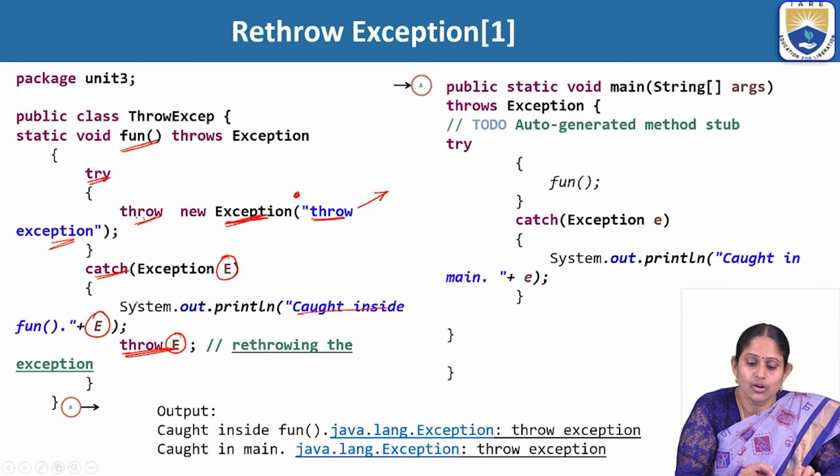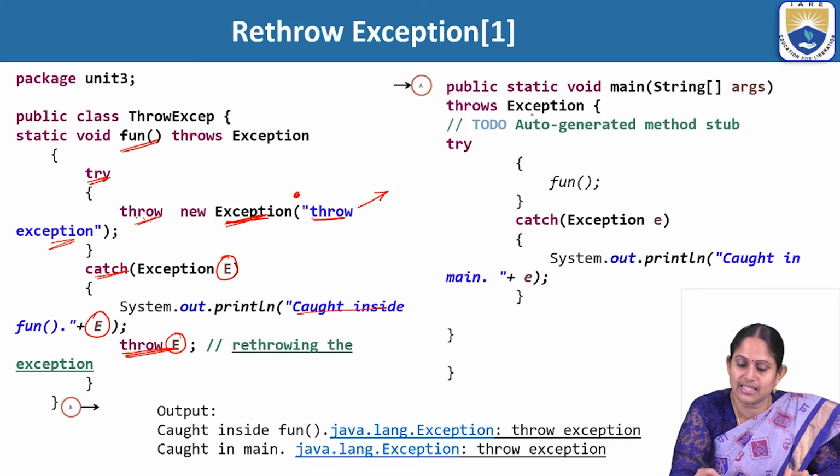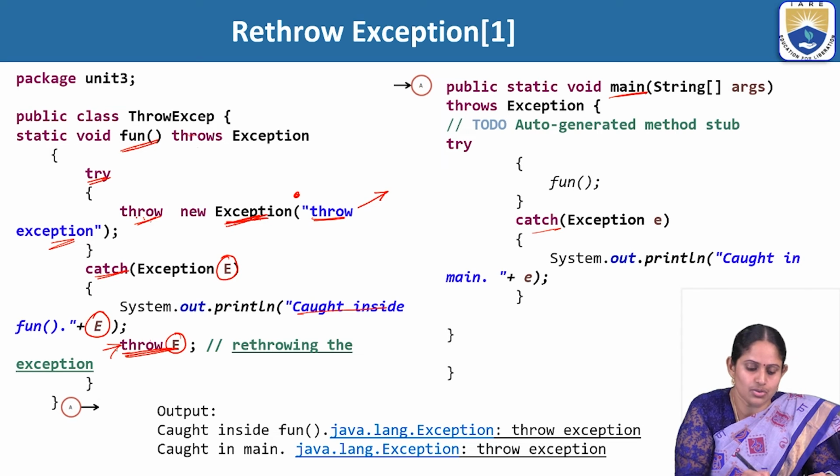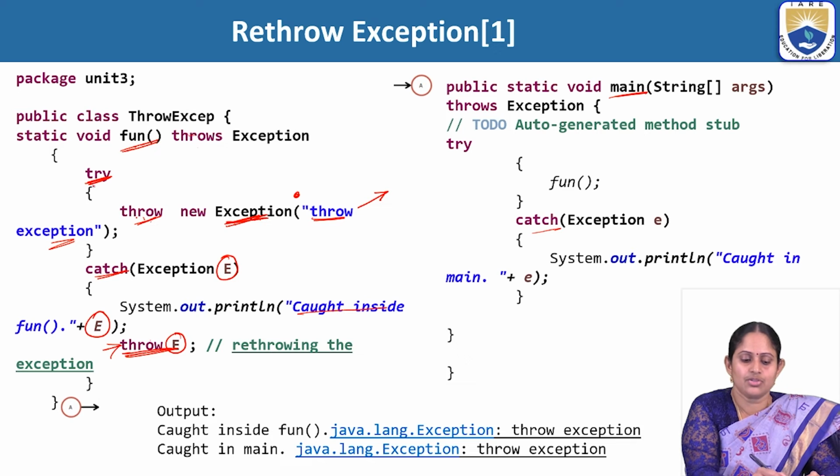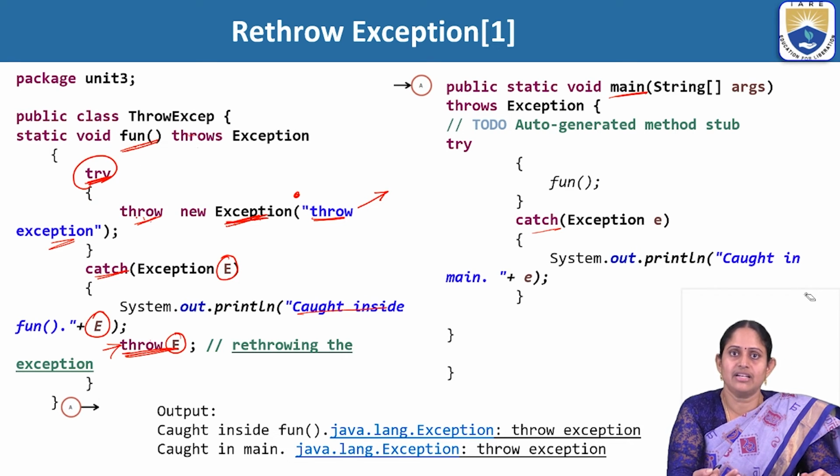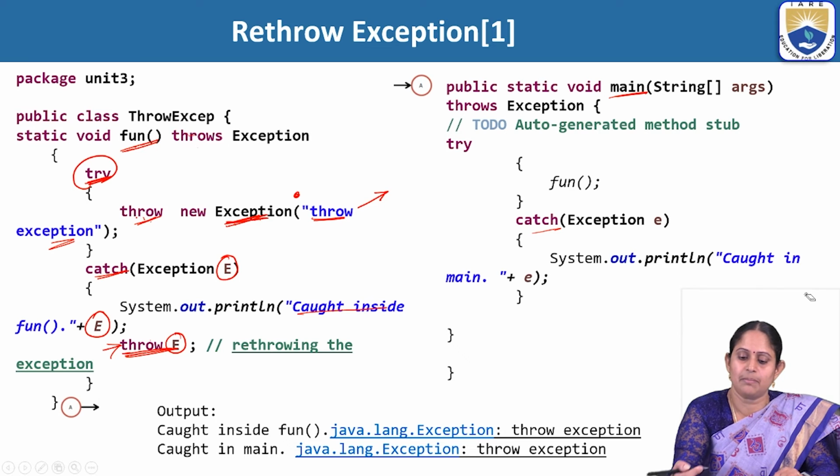So it will be caught by the next higher level. This fun method is called inside the main method, so it will check whether the main method has any exception handling mechanism. If it has, then it will be dealt with by that particular catch block. So at this point, when the exception is rethrown, there is no try catch block outside this, so it will check with the next higher level, which is the main method.